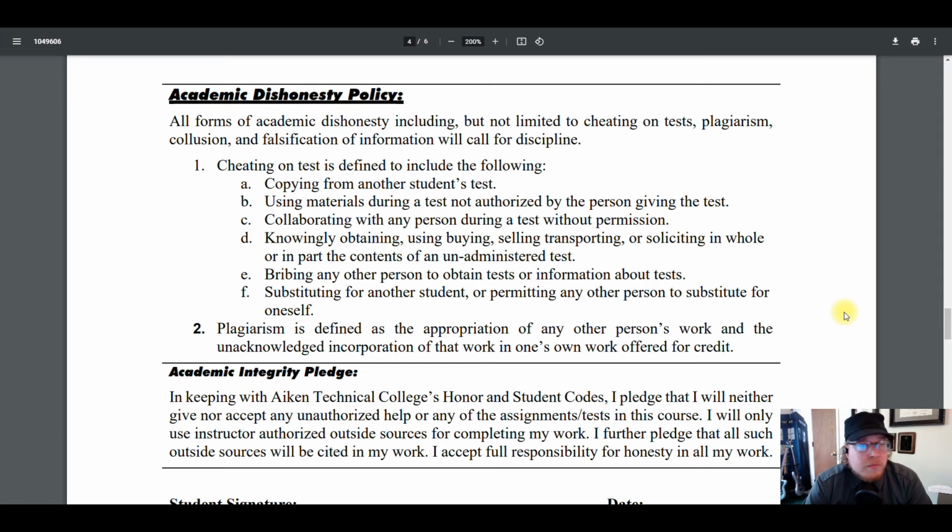Despite being open book, open note, don't team up. That's called collusion. Don't team up with others for the class. Your work should be your own work.